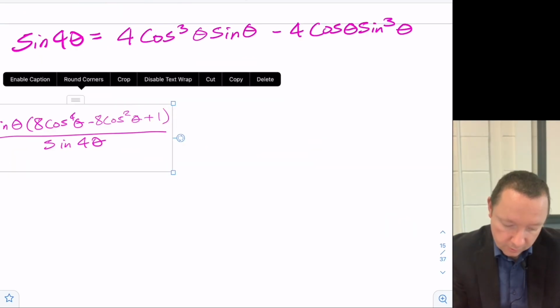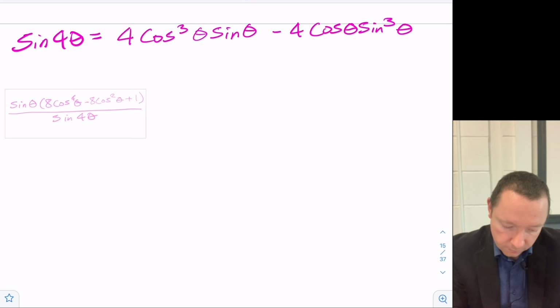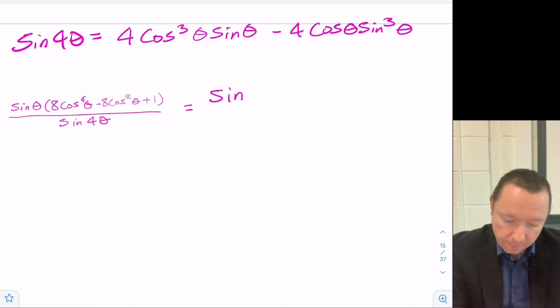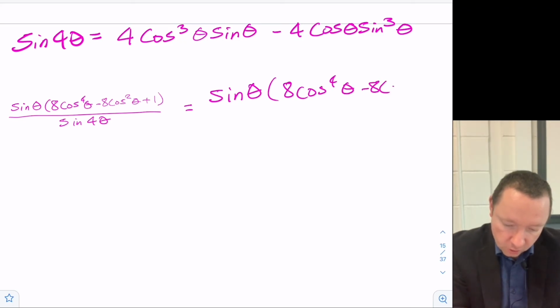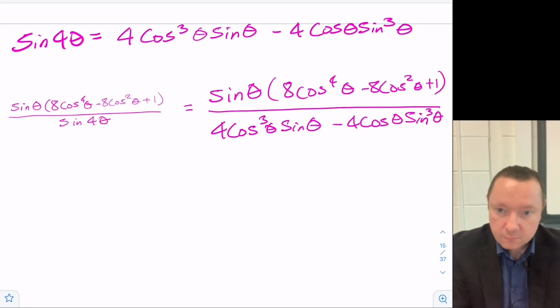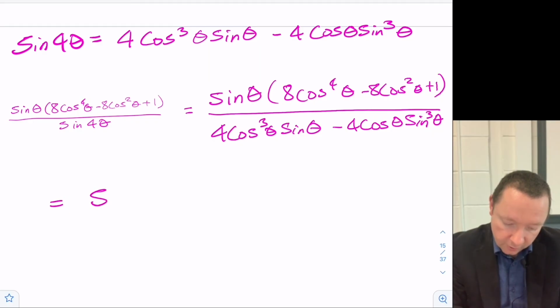Subbing it in, well, that's what we've got. That's going to be sine theta times 8 cos to the power of 4 theta minus 8 cos squared theta plus 1, all over 4 cos cubed theta sine theta minus 4 cos theta sine cubed theta. Taking sine theta out as a common factor on the top, we've still got, but taking it out on the bottom as well, so we can get rid of the sines.